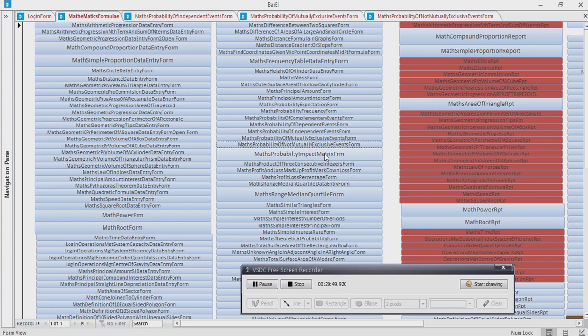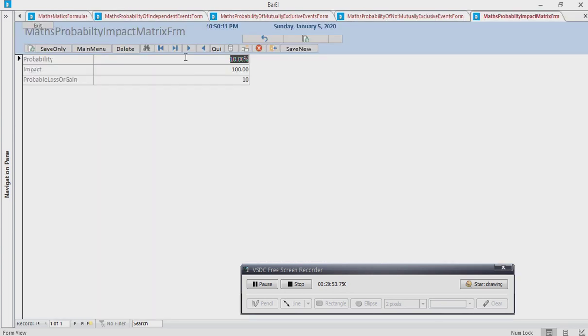Probability impact matrix. Let us say the probability is 30 and the impact is 100. Then the probability is 30.